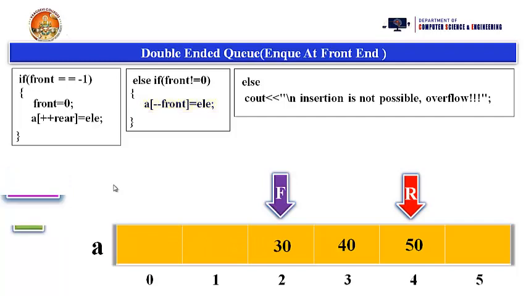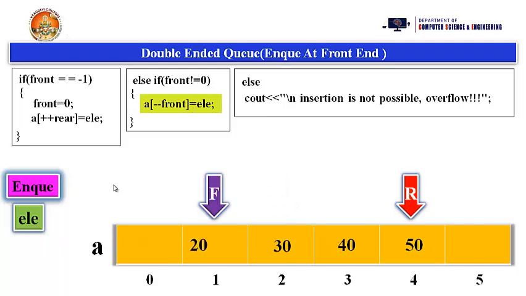Now suppose I want to enqueue one more element, 20. Check the condition. Front equal -1, no, front is pointing to the second index position, condition false. Then go to the else if part. Front not equal 0, because it is pointing to the second index position. So follow the else if statements: A of --front equal to ELE. Again decrement the front value, and at that particular position insert the value.